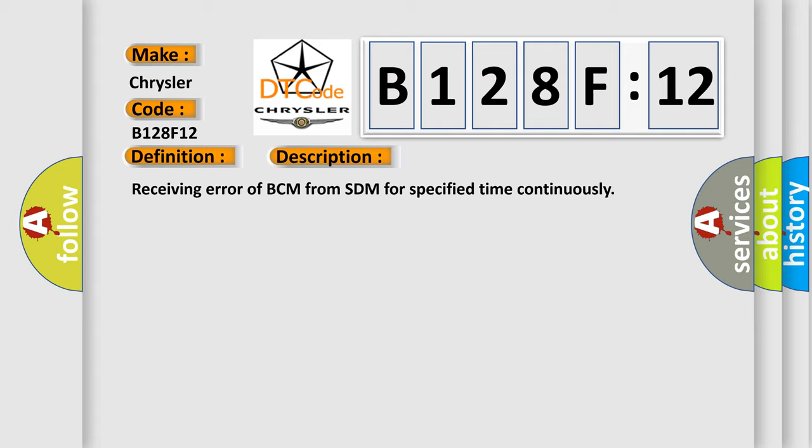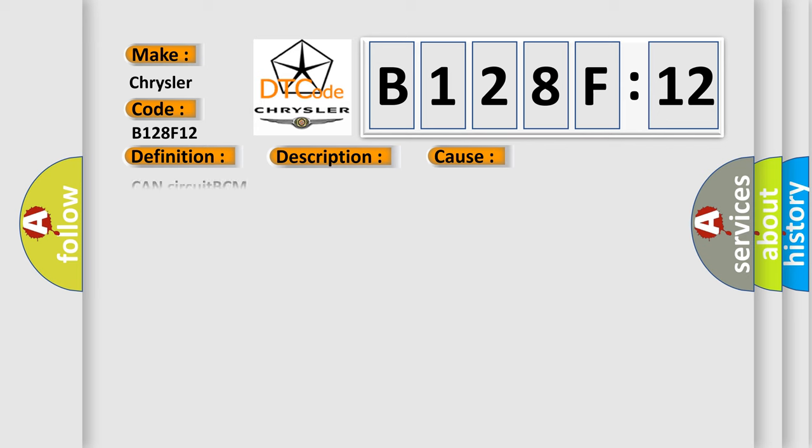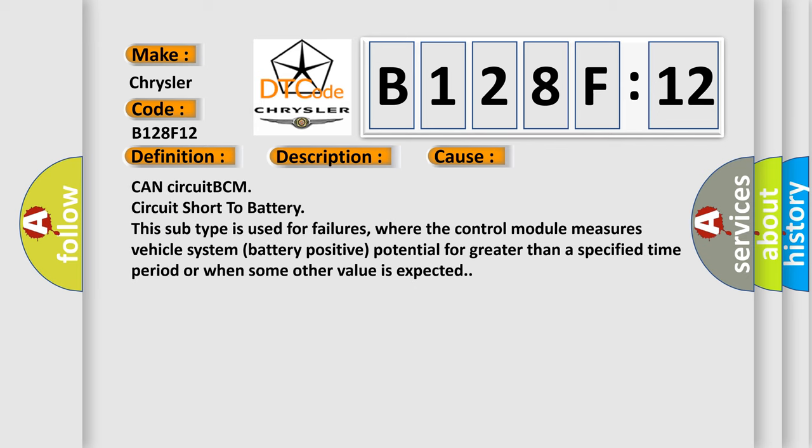This diagnostic error occurs most often in these cases: CAN circuit, BCM circuit short to battery. This subtype is used for failures where the control module measures vehicle system battery positive potential for greater than a specified time period or when some other value is expected.